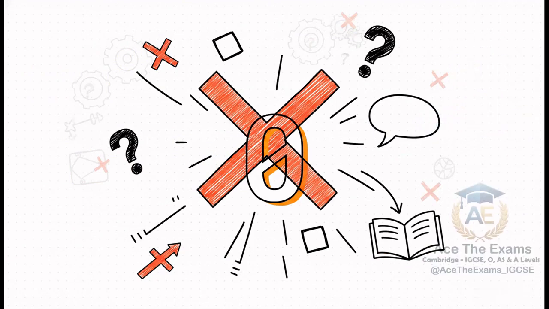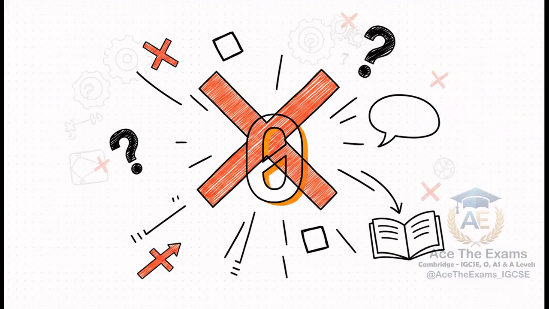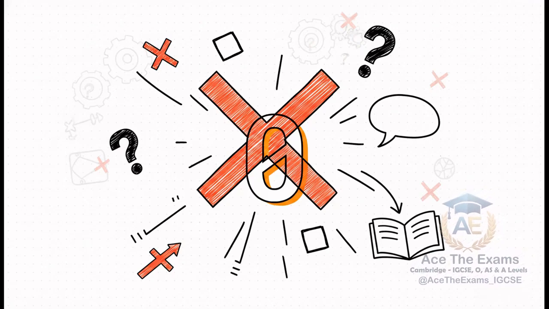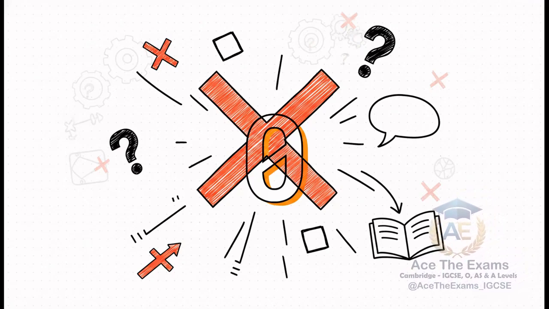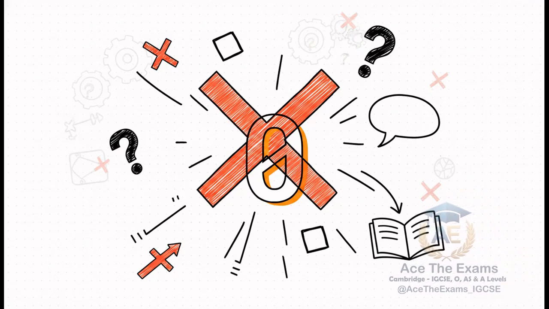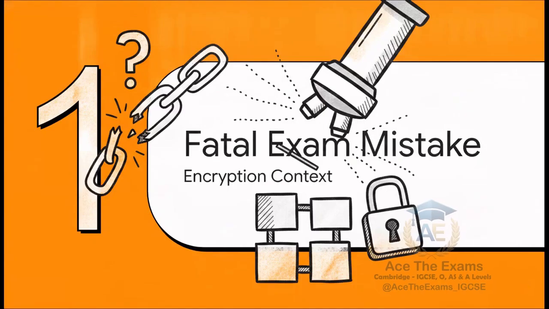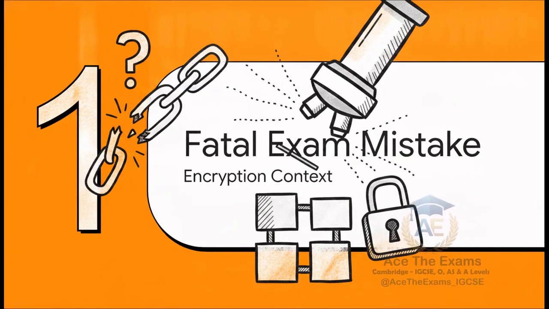Why? Because it completely lacks the specific, context-driven analysis and the structured reasoning that Cambridge examiners actually demand. You're losing marks not because you don't understand the technology, but literally because you just don't know the exam game yet. Section 1. The fatal encryption exam mistake.